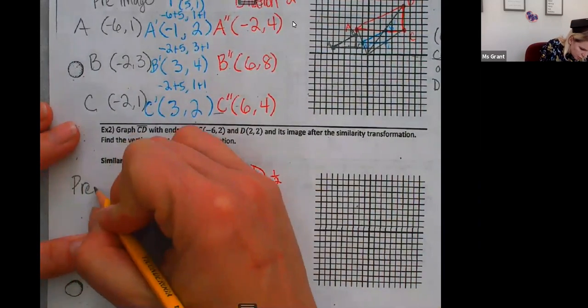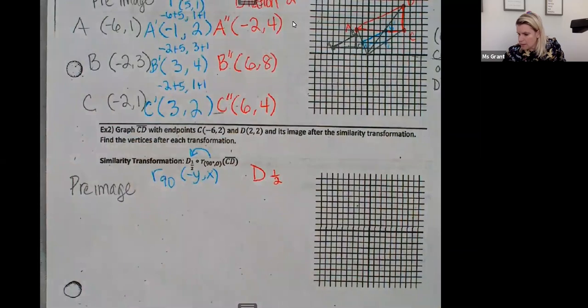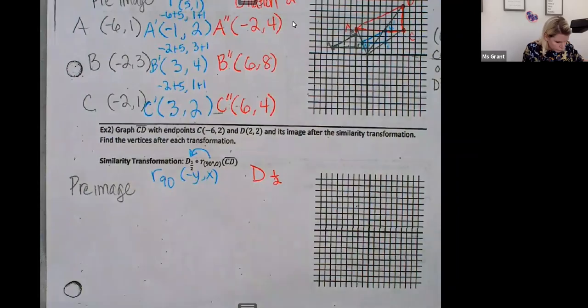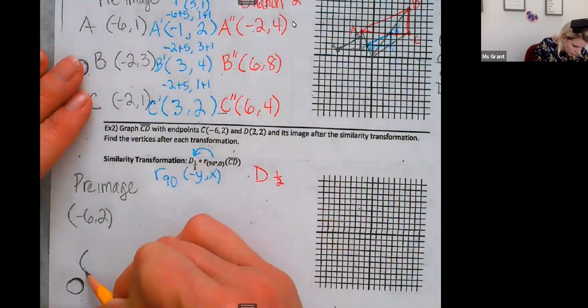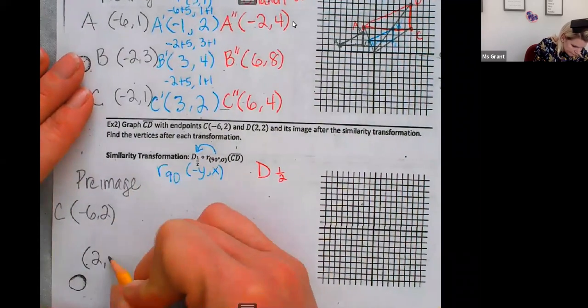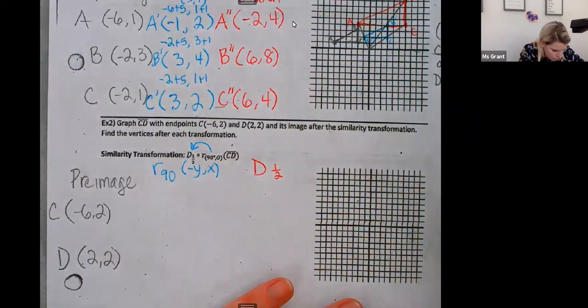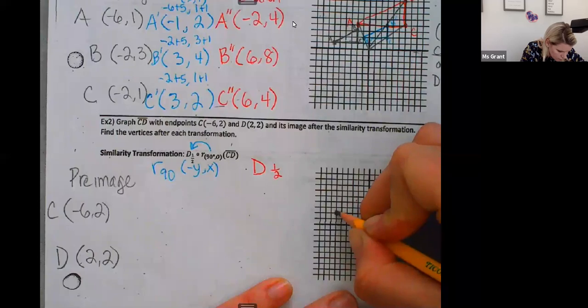Next, we are going to readdress rotation of 90 degrees. The rotation of 90 degrees is going to be the ordered pair negative y comma x. So this is just a little small bar, with points -6, 2 and 2, 2.